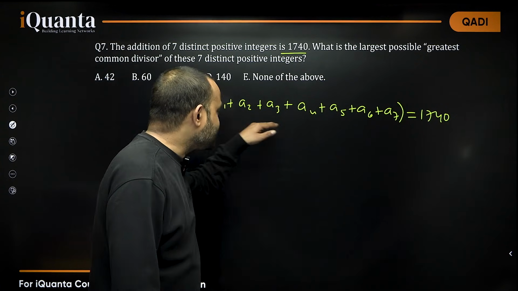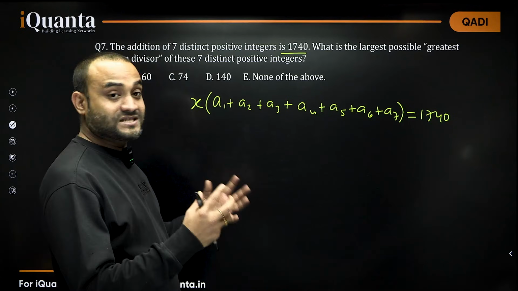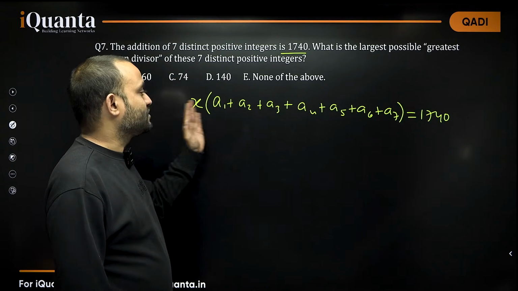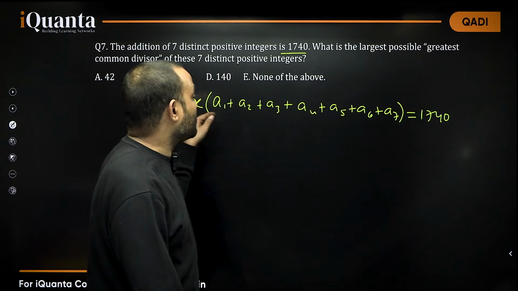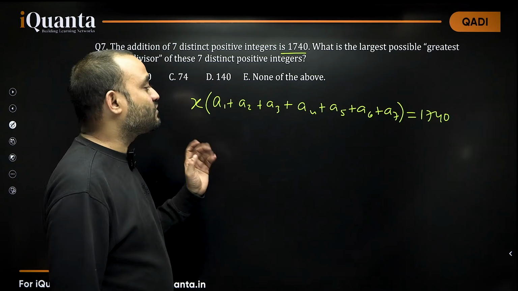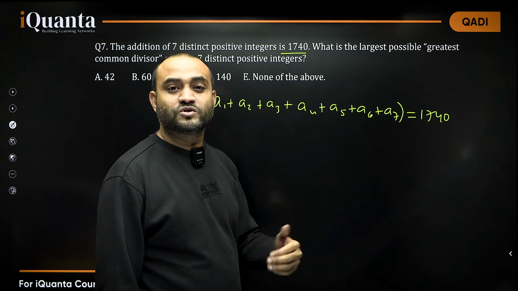All of these A1, A2, A3 till A7 are distinct. And the 7 distinct numbers we are talking about are XA1, XA2, XA3 till XA7, where X is the common divisor. All of these are distinct. So we need to maximize the value of X. If I want to maximize the value of X, we should minimize the value of A1 plus A2 till A7.